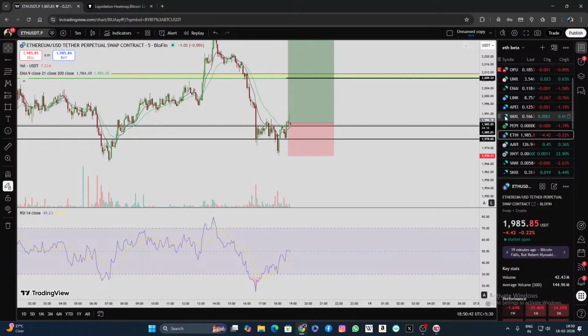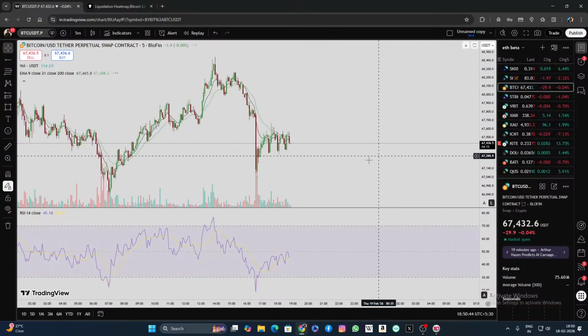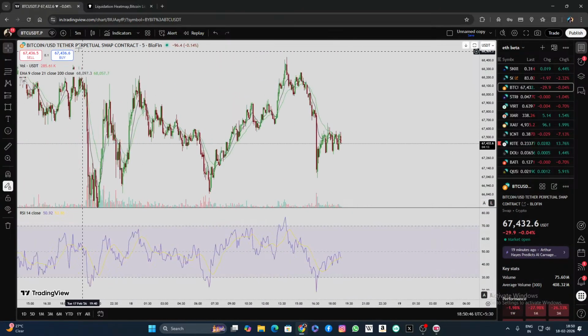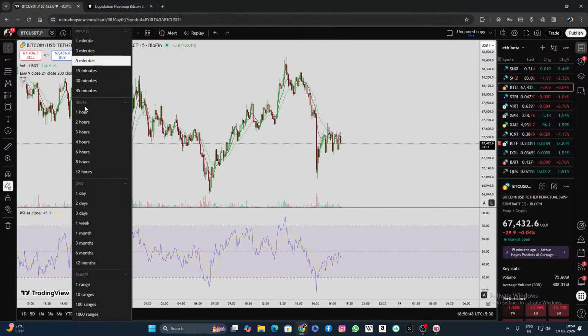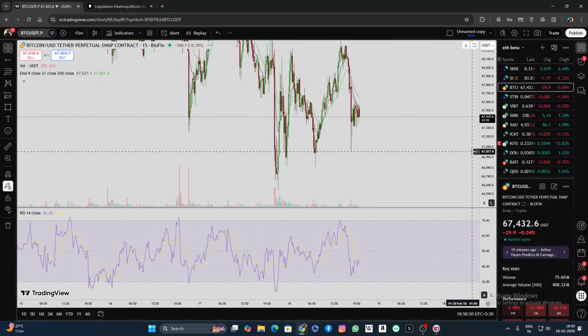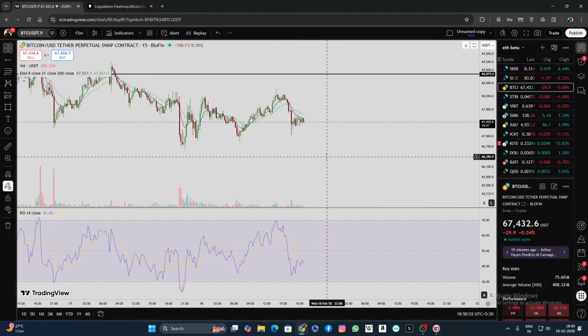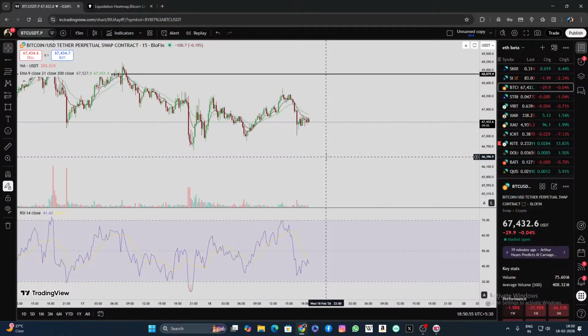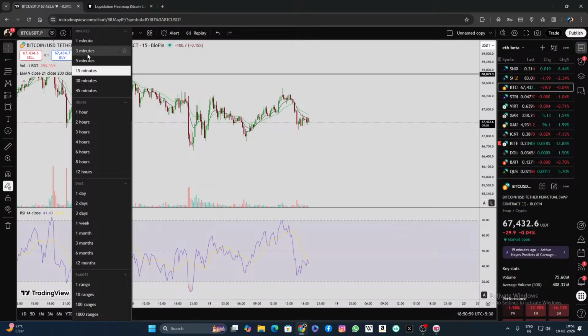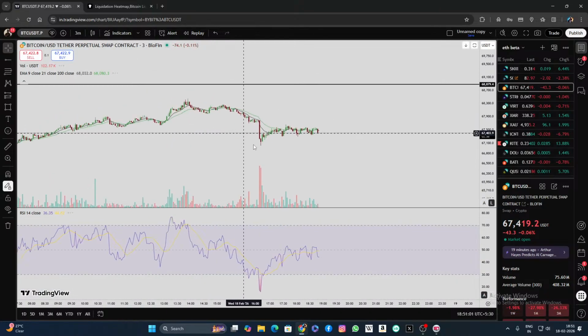Let's check some other coin also, BTC, if it's giving us any hint or not. Okay, BTC is kind of bearish. Let's see.